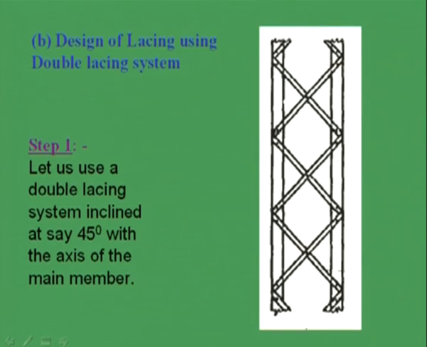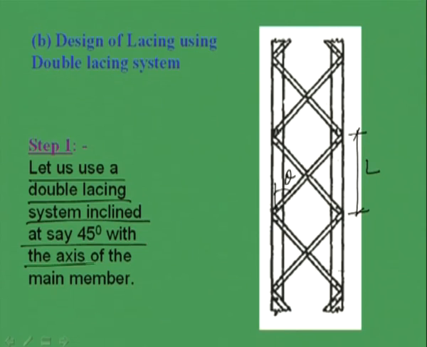So if we see, here L will become this one, right, this is L and this is theta, we have to assume. So in the first step, we will assume that we are going to use double lacing system with theta of 45 degree, that means the angle of inclination is 45 degree. Okay. In the earlier case we used the same thing with just single lacing system with 45 degree angle, here double lacing system but 45 degree angle. Let us see what difference we are going to get, right.